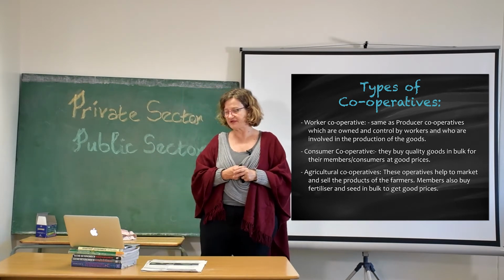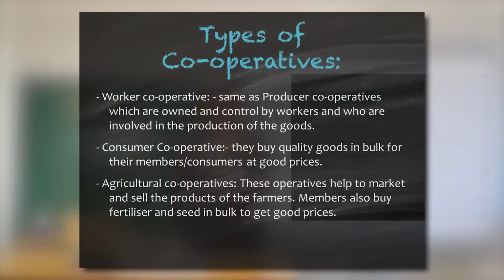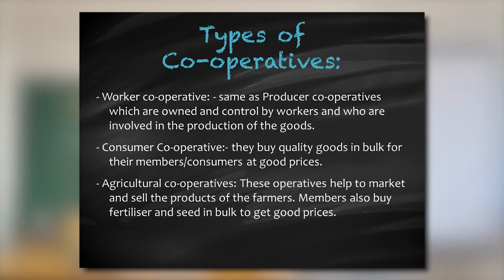Then the last one is an agricultural cooperative. This is like Agra in our country. With this type of business, you become a member of it. And the more you buy from them, the more dividends you will receive at the end. So they encourage you to buy and make use of their services and the products they offer. And the more you make use of it, the more dividends you will get at the end.